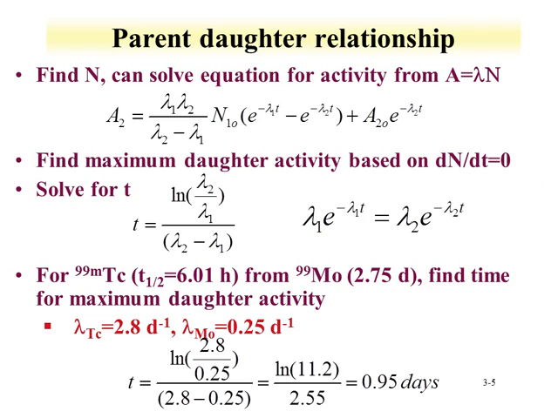So let's solve this equation for t. We get the natural log of a ratio of the daughter and parent decay constants divided by the difference between the daughter and parent decay constant.